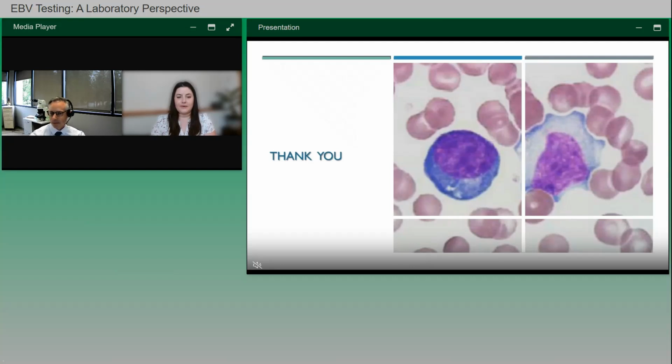All right, our next question says, one can assume there is a correlation between the positivity rate and age of the patient depending on the marker. Do you know the typical age of patients that EBV testing is being requested for by physicians in your institution?